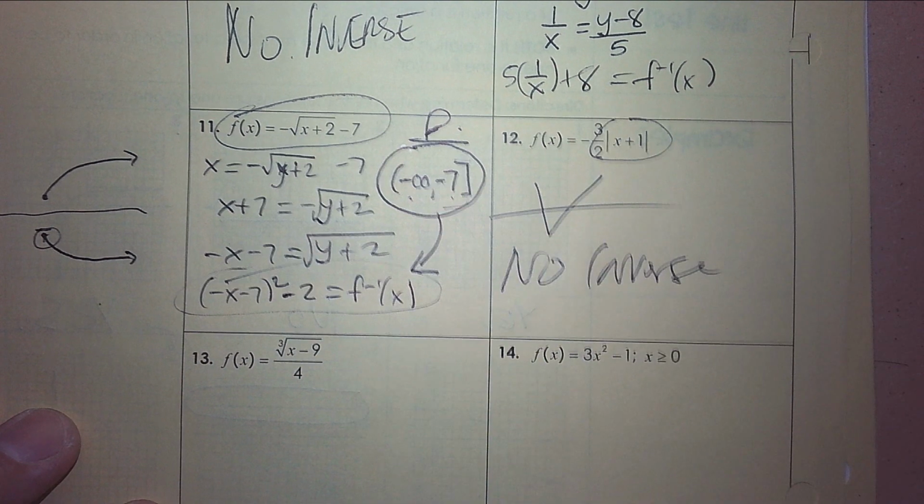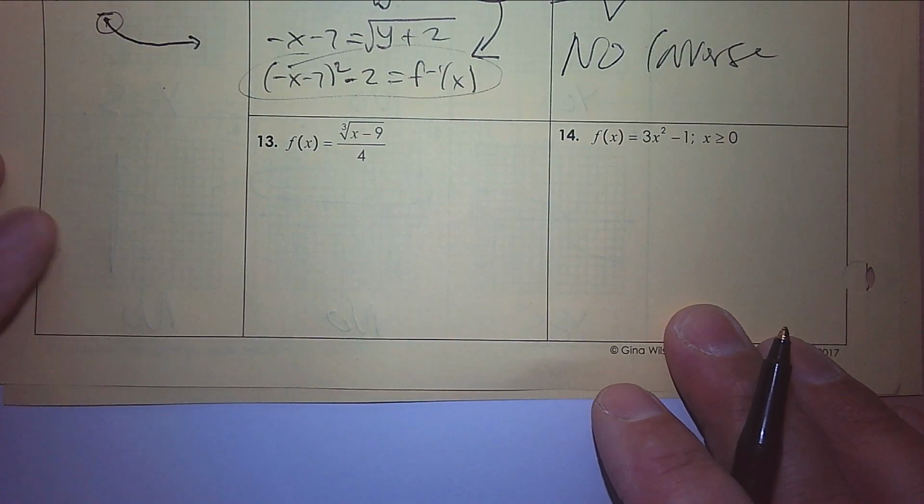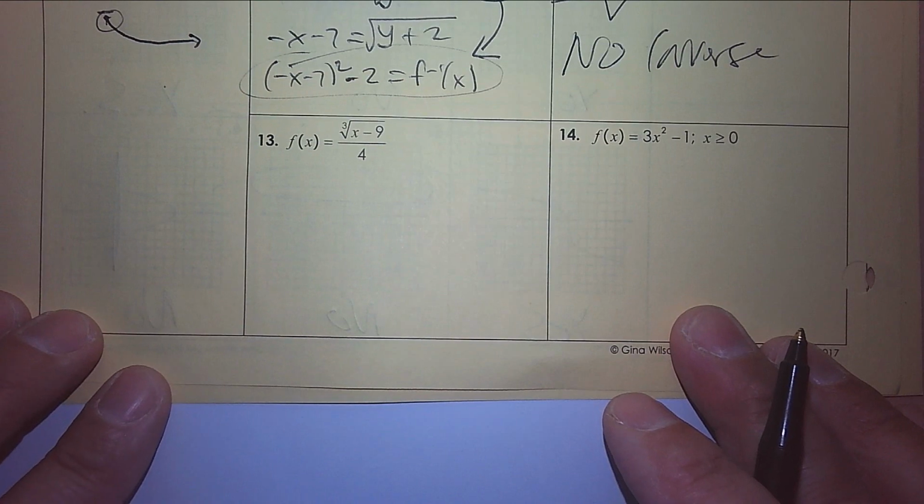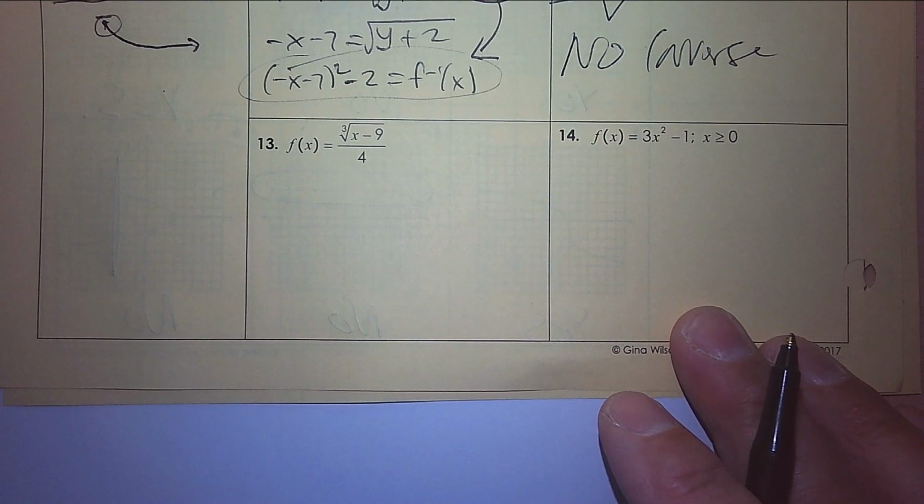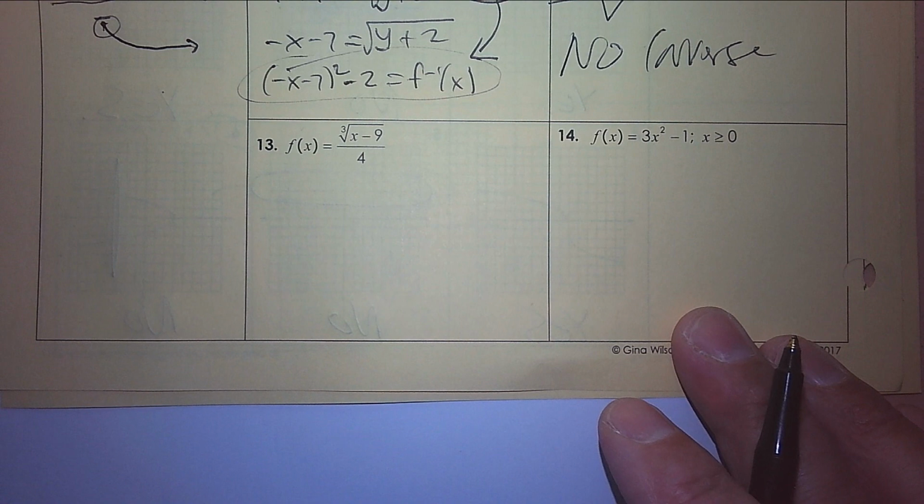Right? Number 13. Can you open that? I'm sorry that someone keeps coming to our door. 13. What type of function is it? And is there an inverse for that function? Thank you.